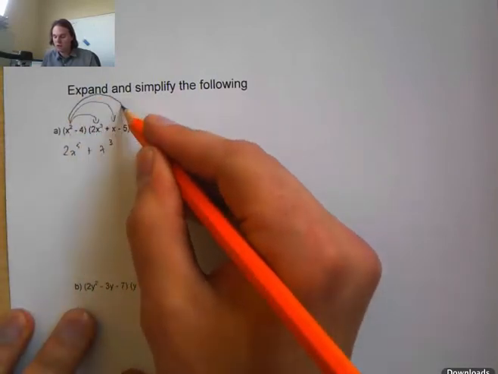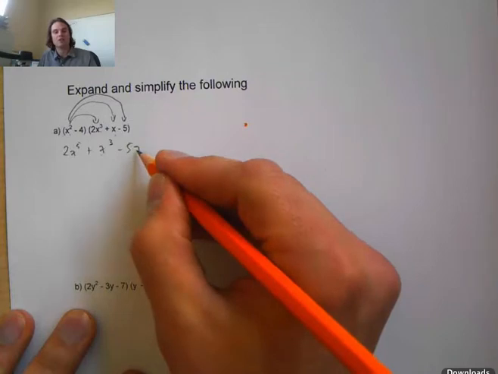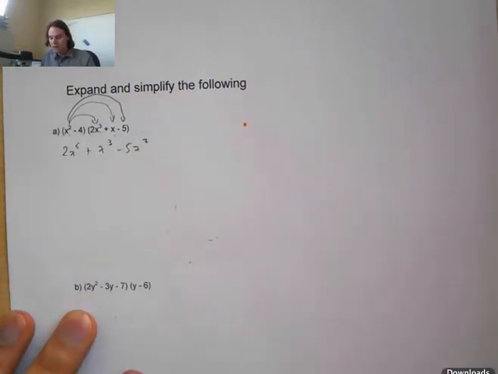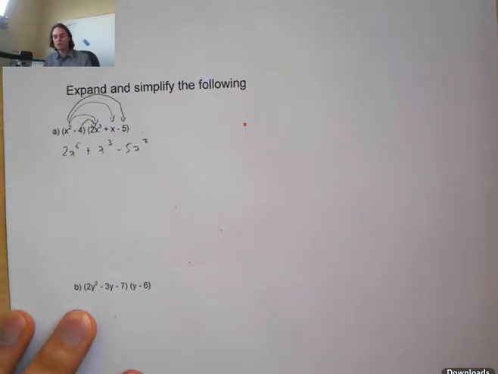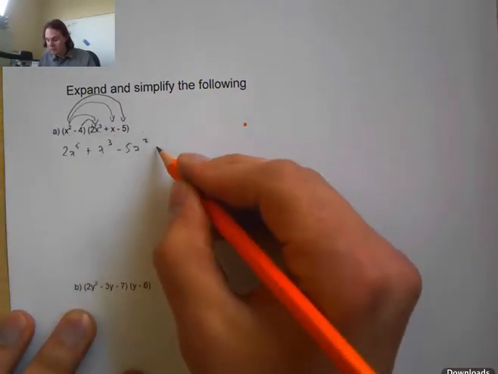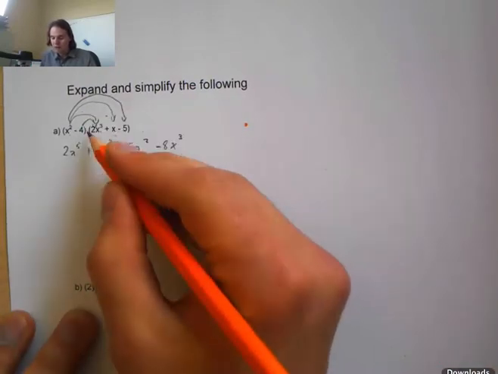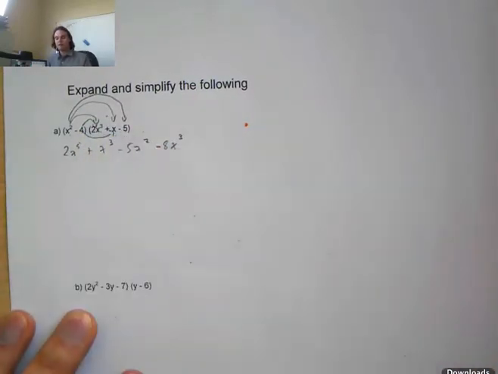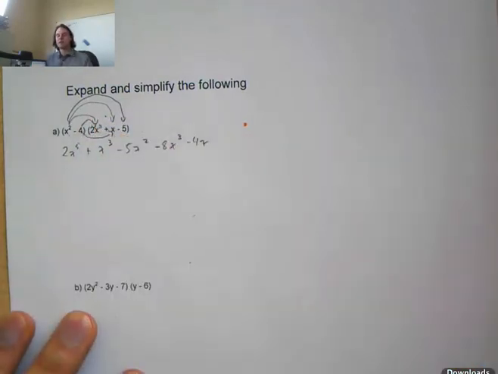Then I have to go x squared multiplied by negative 5, which will give me negative 5x squared. Okay, now I have to do the negative 4. Negative 4 multiplied by 2x cubed will give me negative 8x to the power of 3. Then I go negative 4 multiplied by x will give me negative 4x. And then negative 4 multiplied by negative 5 is plus 20.